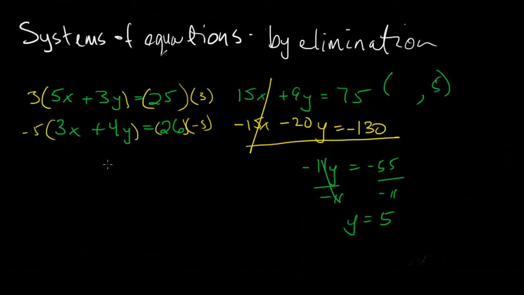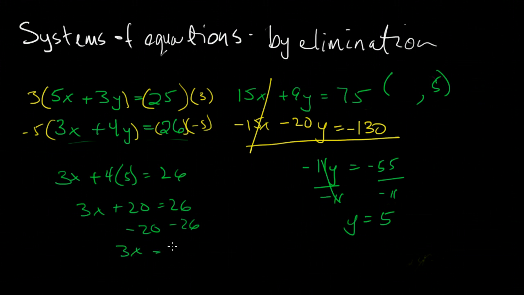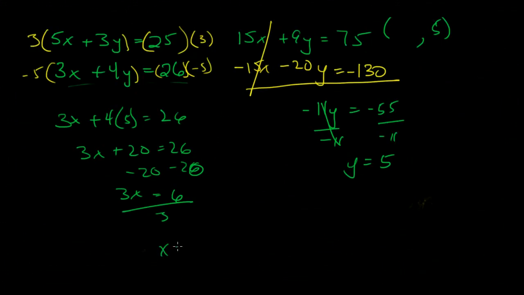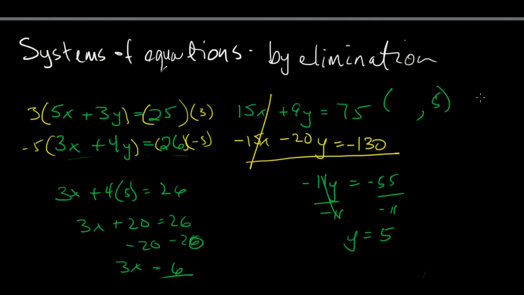Let's see what my x is. Let's choose this one right here. 3 times x plus 4 times 5 is 26. So 3x plus 20 is 26, or 3x is 6, which means that x is 2. So in my solution, x is 2 and y is 5.